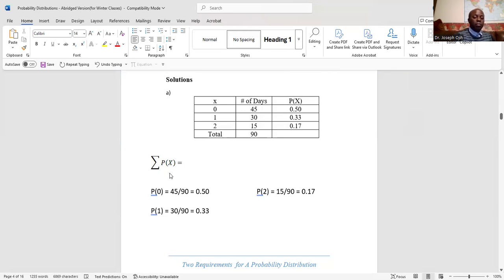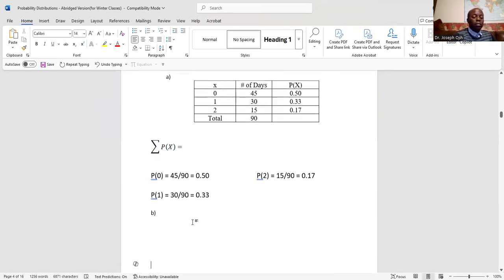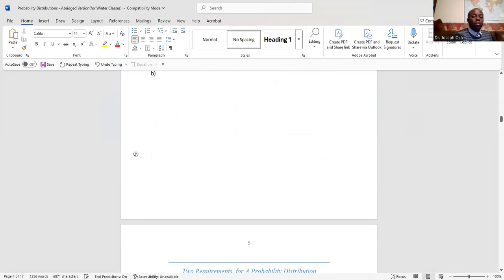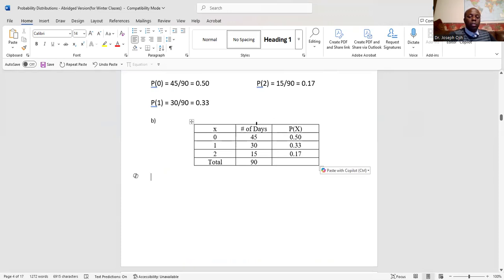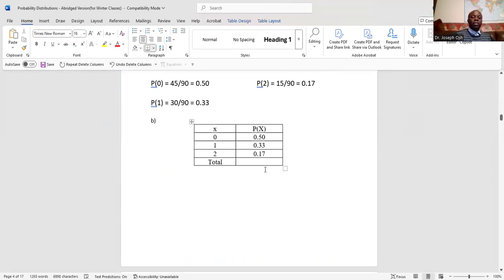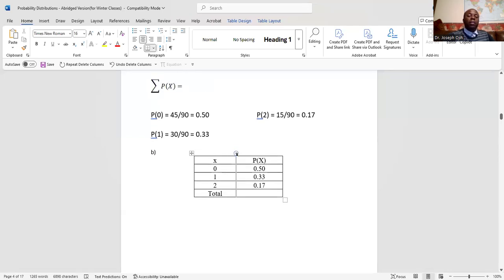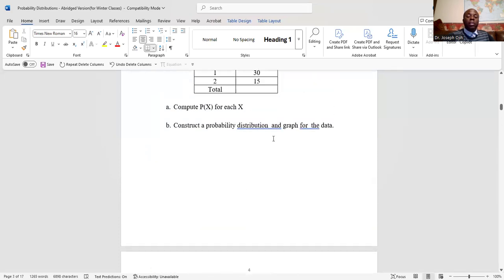Part B says construct a probability distribution for this. So I'm going to paste this table right here, and then remove this center. So you can see that we have the outcomes and their corresponding probabilities. That is the probability distribution. Now we have it right here. Now it says draw the graph.